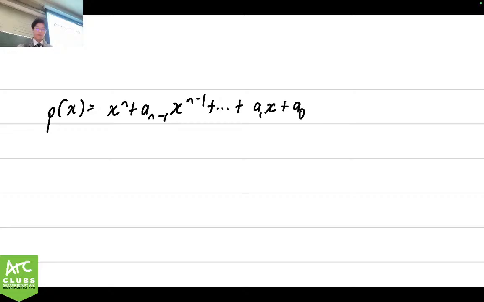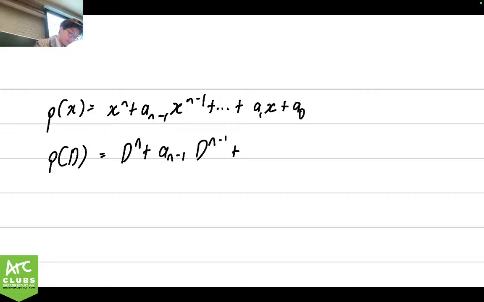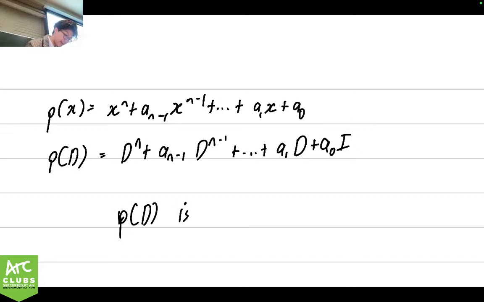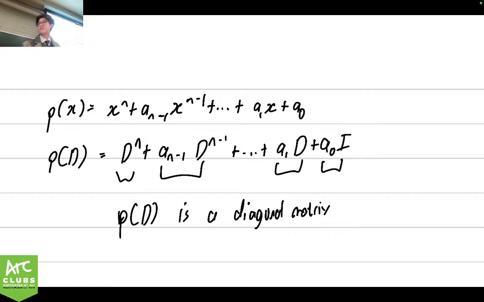And so we replace x with D. You find that p of D is D to the n plus a_{n-1} D to the n minus 1, all the way to a1 D plus a0 I. So we replace a0 with a0 I because it must be a matrix. Now, every term in the polynomial must be a diagonal matrix, because D by nature is a diagonal matrix itself, which means p of D is a diagonal matrix, because all of these individual terms are themselves diagonal matrices.